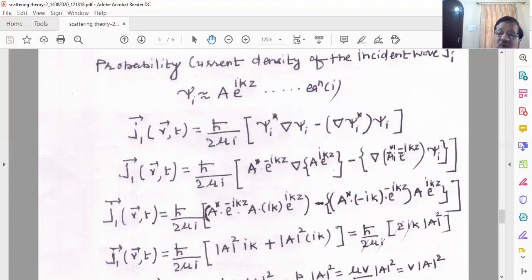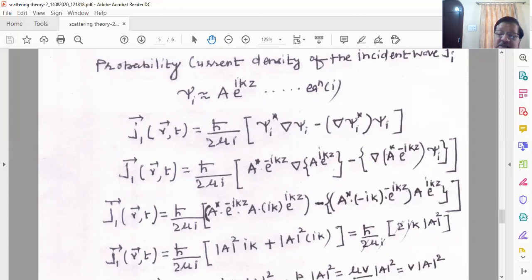So ψ* is constant, and we differentiate with respect to the z axis. But now the differentiation of e^(-ikz) gives a minus ik here, and e to the power of minus ikz, and this ψ_i I am keeping the value of. This ψ_i is A e to the power of ikz, so this value is kept here. You look at this value. This is the value of ψ_i that I am keeping here.